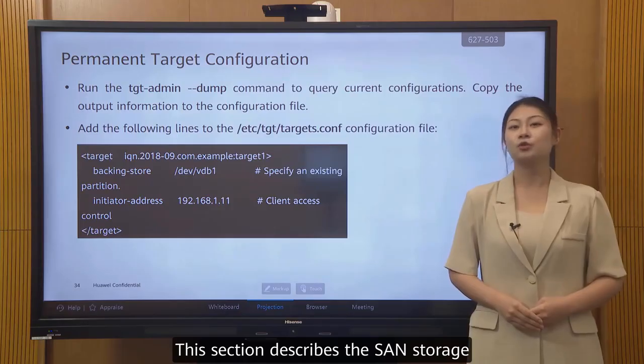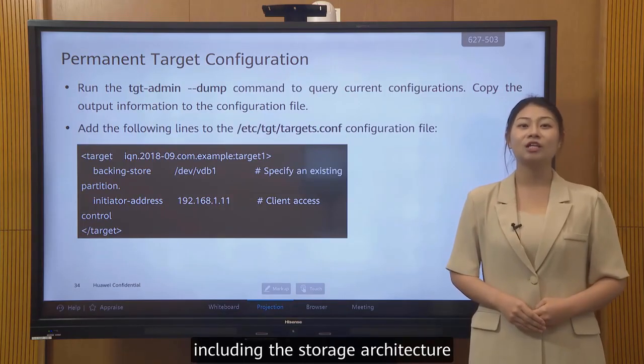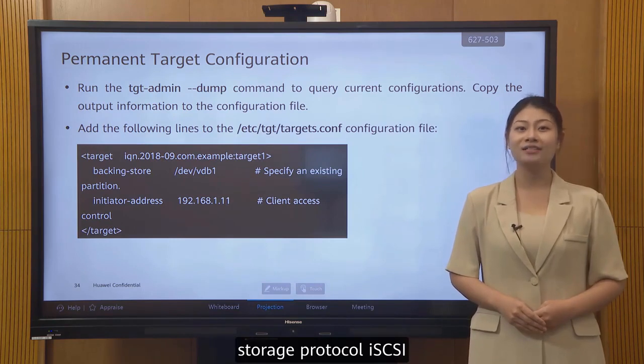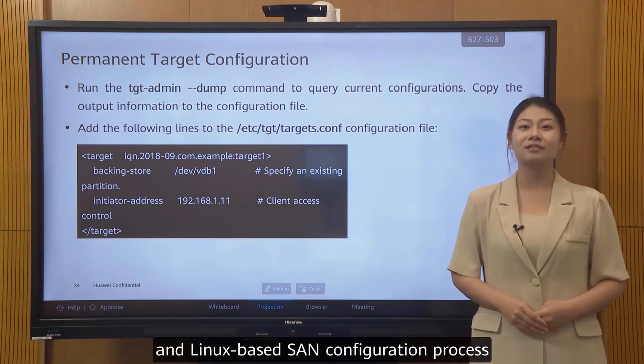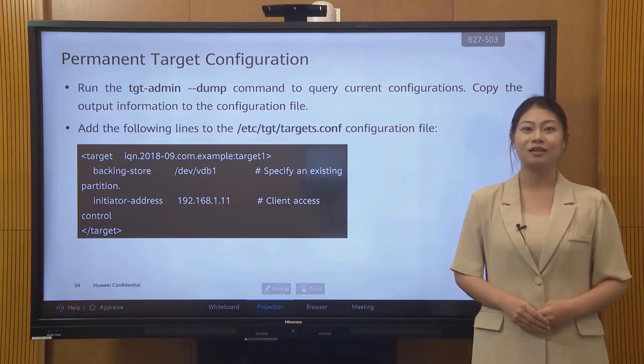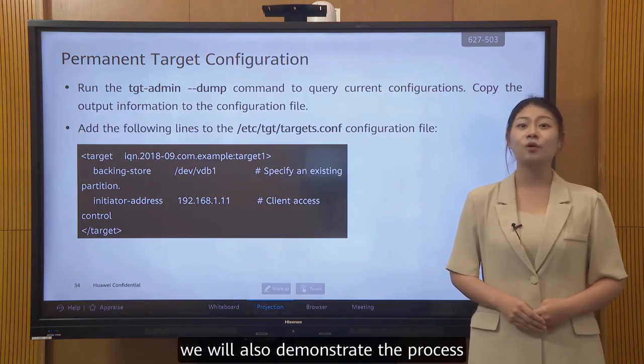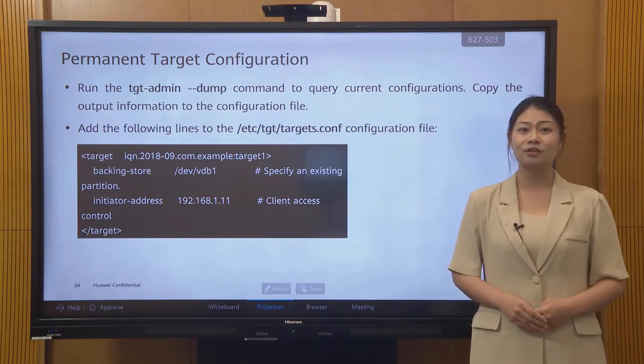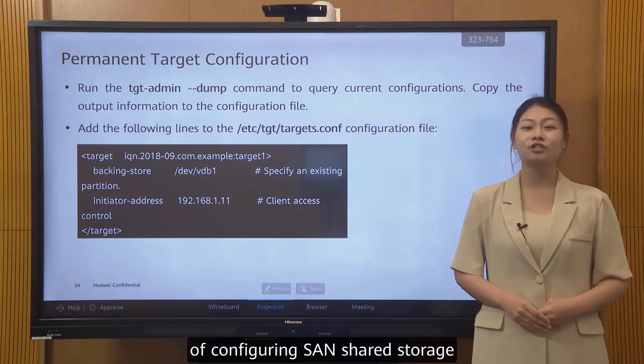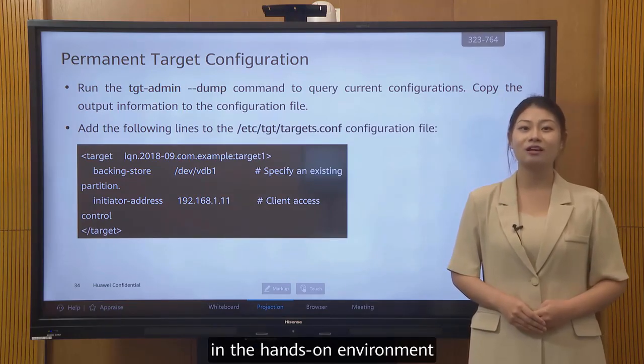This section described SAN storage, including the storage architecture, the iSCSI storage protocol, and the Linux-based SAN configuration process. In the next section, we will also demonstrate the process of configuring SAN shared storage in a hands-on environment.